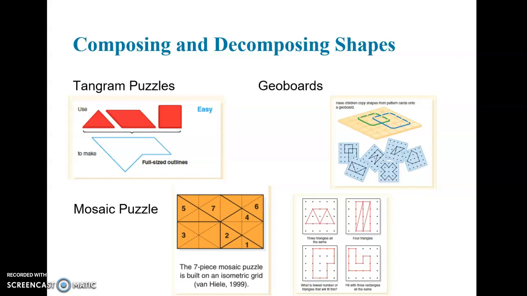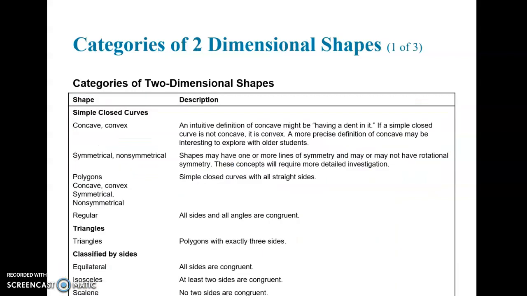With composing and decomposing, you can use pattern blocks, tangrams, or mosaic pieces. Or they can use geoboards, where they copy other shapes using rubber bands or string going around pegs. Here are categories of two-dimensional shapes and how they are described.